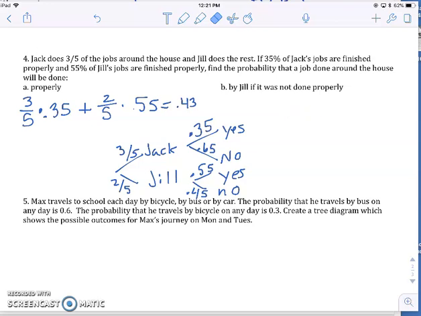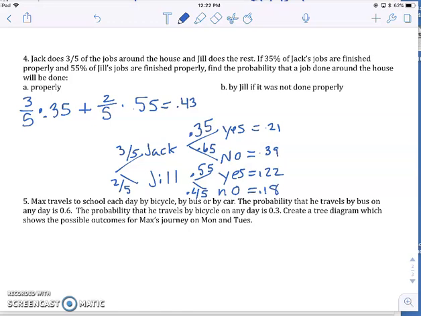So when I look at this, I'm going to find each of these branches. So 3, sorry, you can't see what I'm typing, times 0.35. So this branch is 0.21. 3 divided by 5 times 0.65, this branch is 0.39. Times 0.55 is 0.22. And then we have 2/5 times 0.45, which is 0.18.